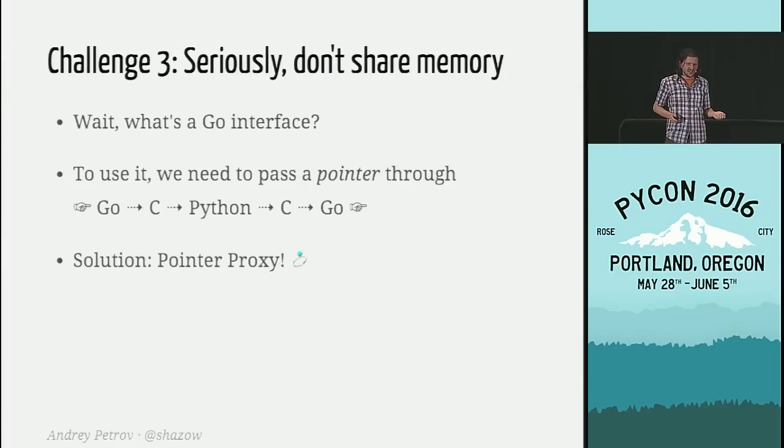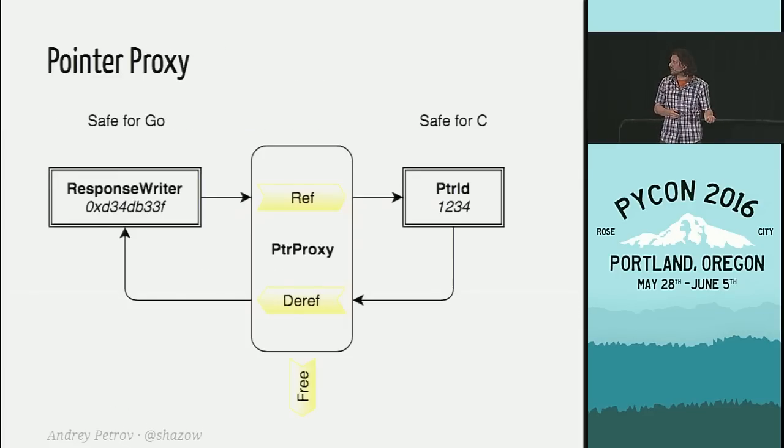And the solution is we're going to use a pattern that I've been seeing a lot since this feature became available in Go, a pointer proxy. That's kind of like our own little memory manager. And it's really simple. It's like 20 lines of code, barely. And it has 3 functions. You take something in Go land, you call reference on it, and that spits out a safe integer, just an integer we can move around and share and hang on to. And then on the way back, we call dereference on that integer, and it's just a lookup.